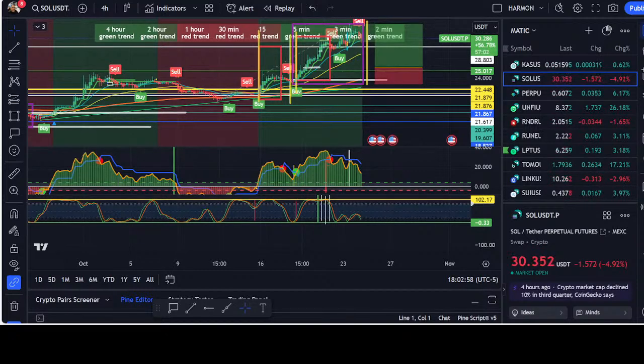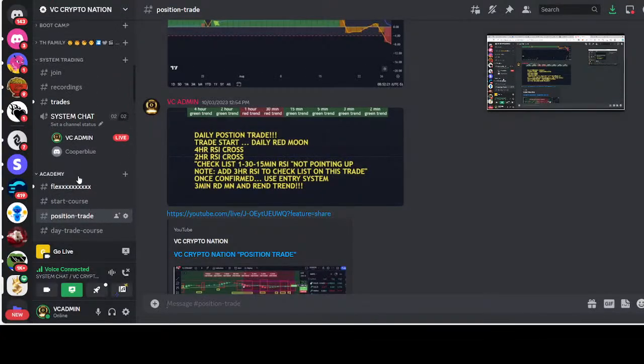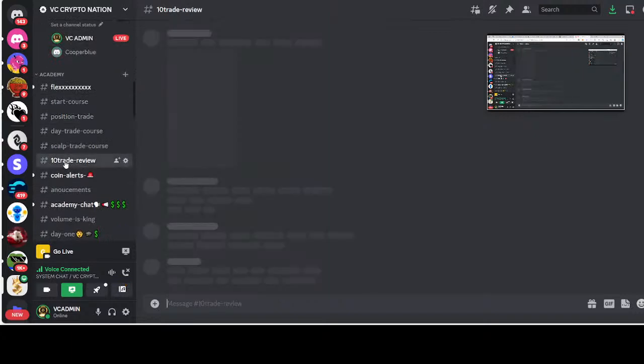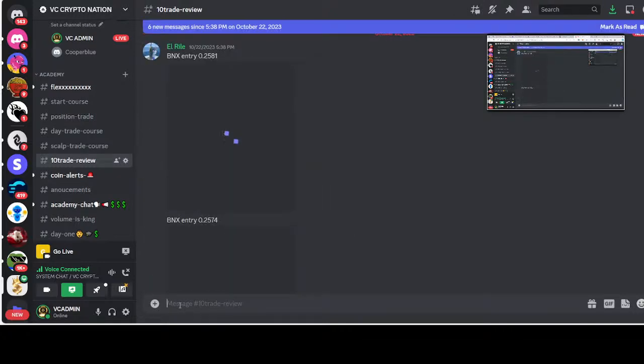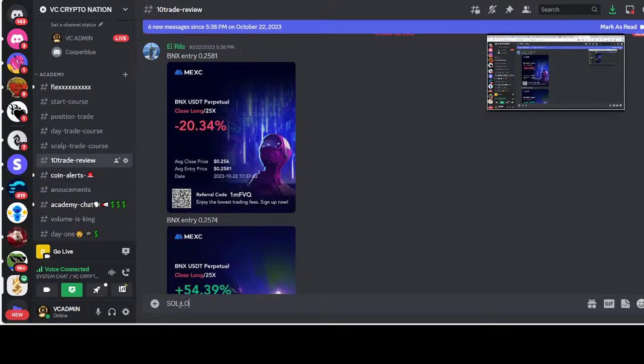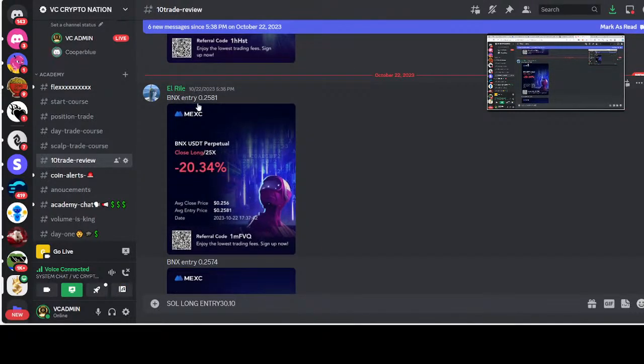So when you do your entries, this is how you do them. You go here, and you're going to look for a channel that says 10 trade review. When you enter a trade, after you enter a trade and set your stop loss, and you've done everything, you come in here and put a message. You're going to put Solana long entry 3010. Boom. And what that's going to tell me right there, you see how he has his trades here? I know when he entered, I can go back and look.